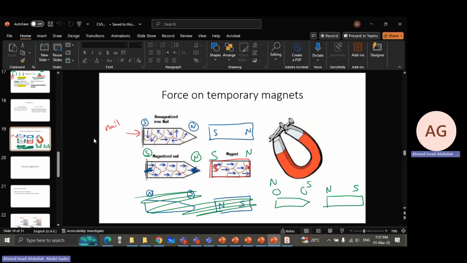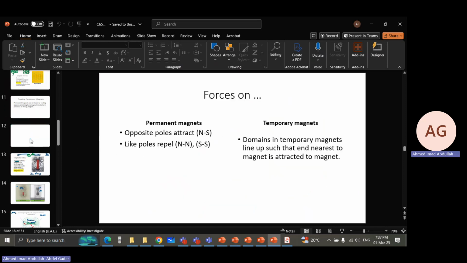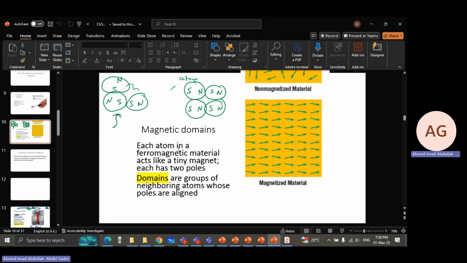Now, why does a material become magnetized or exhibit magnetic behavior? It is due to domains. These domains are a group of similarly oriented atoms. Atoms also have two poles. This is an easier way to understand magnetism: atoms have two poles, north and south.